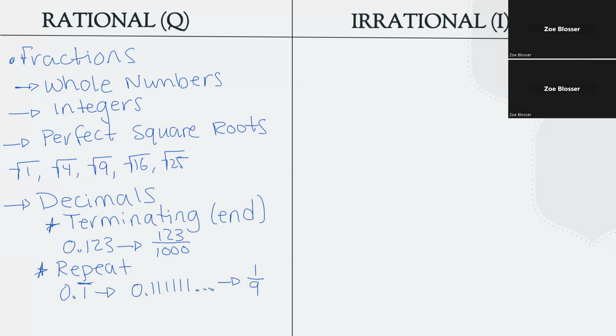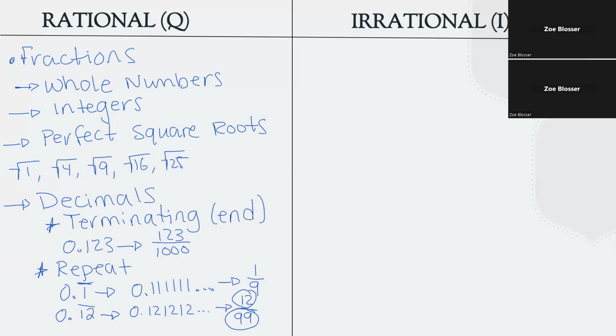Okay. Another example, if I have 0.12 repeating, that represents that I'm doing 0.121212 over and over and over again. And I can turn that into a fraction by making it 12 over 99. Okay, so however many numbers repeat themselves is however many 9s I'm going to put on the bottom of my fraction. So those are all examples of rational numbers, things that can be turned into fractions.